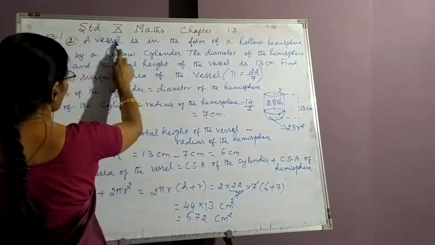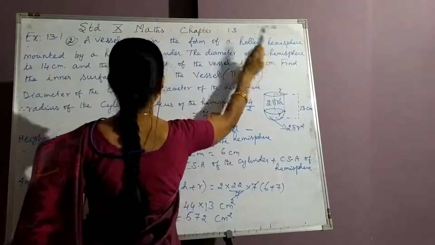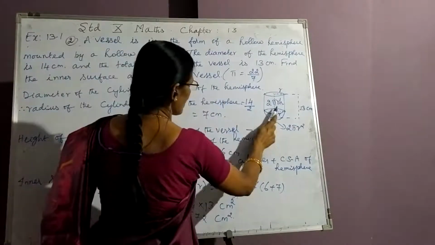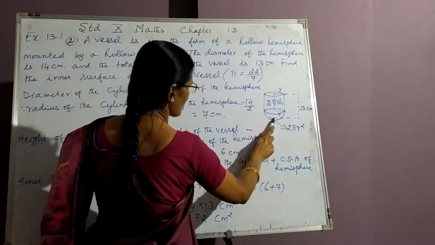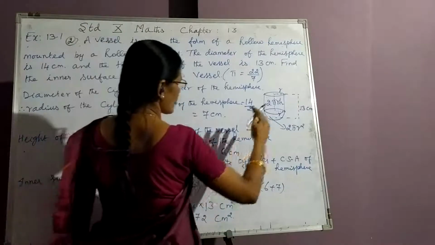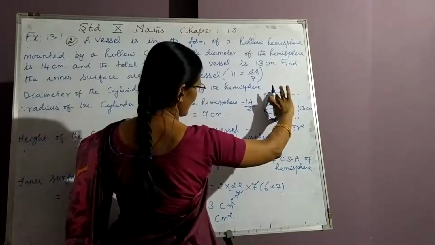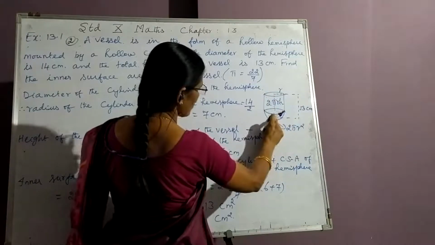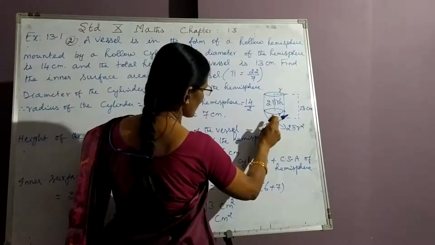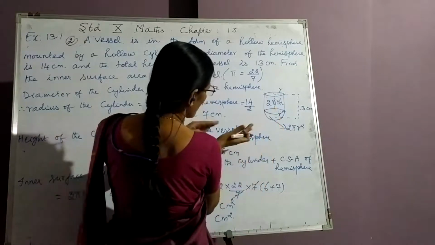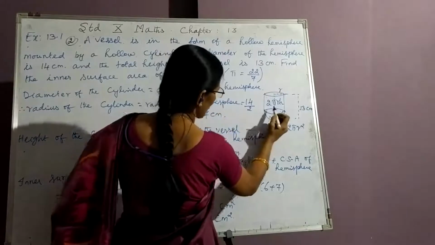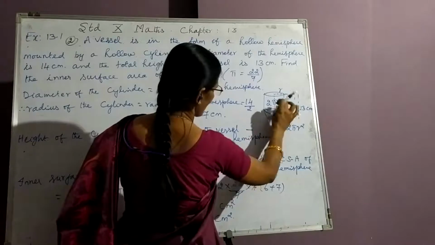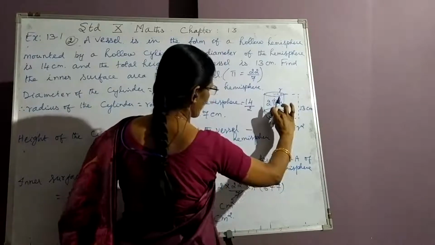Let us understand. A vessel is in the form of a hollow hemisphere mounted by a hollow cylinder. So there is a cylinder and its base is a hemisphere. We are asked to find out the inner surface area. It is nothing but curved surface area of the cylinder plus curved surface area of the hemisphere. This portion is unseen because one got mounted on the other. So base of the cylinder got fixed with top of the hemisphere, so that portion is unseen. So only these two areas we are supposed to find.